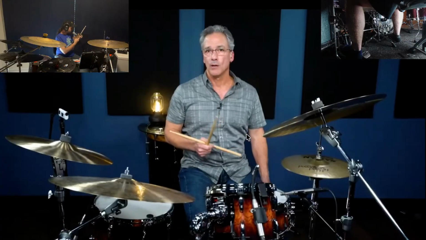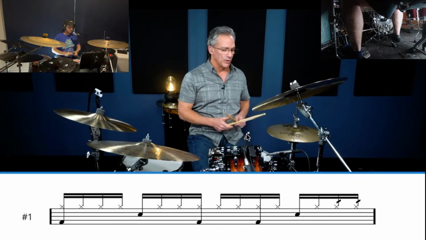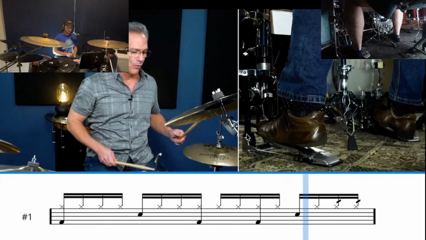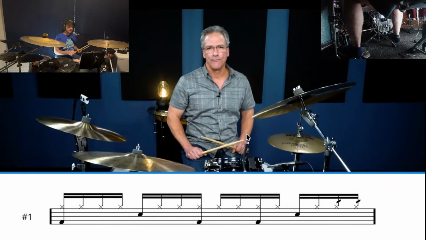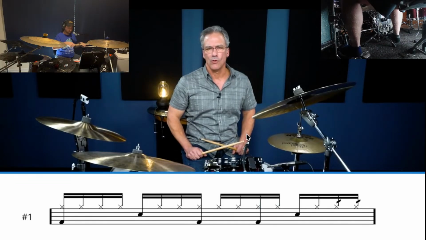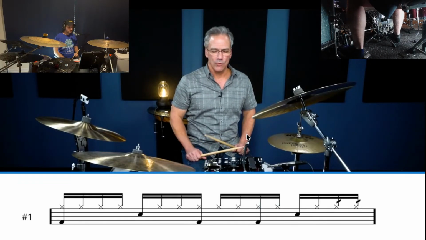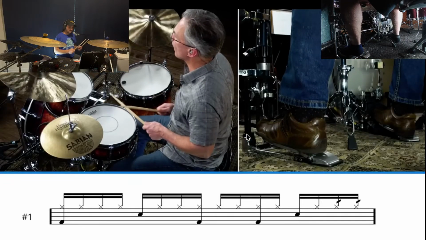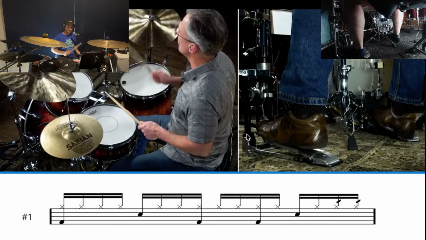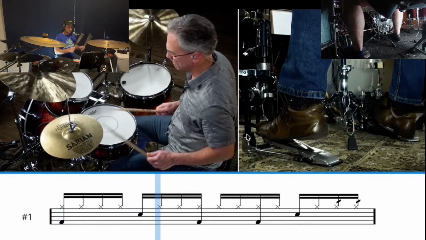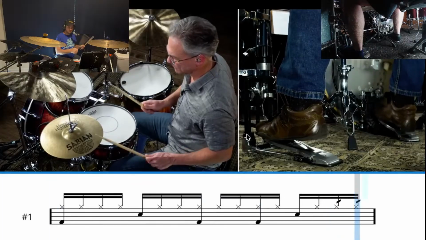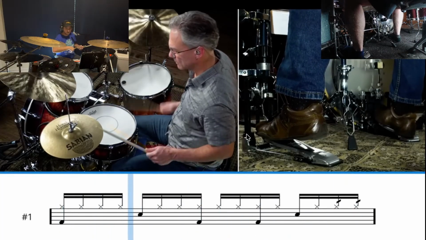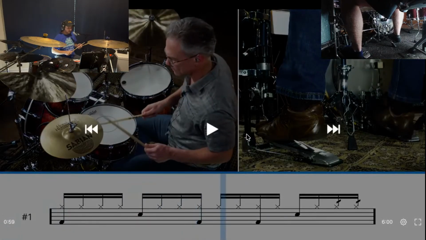Okay, so we're going to play this in just a second, but we've got to count. So it's 1, 2, 3. On the end of 4, you've got the 5-stroke roll. And then we'll add the bass drum. So play this with me. Here we go. 1, 2, 3, 4. I'm going to pause it and practice it for a second.